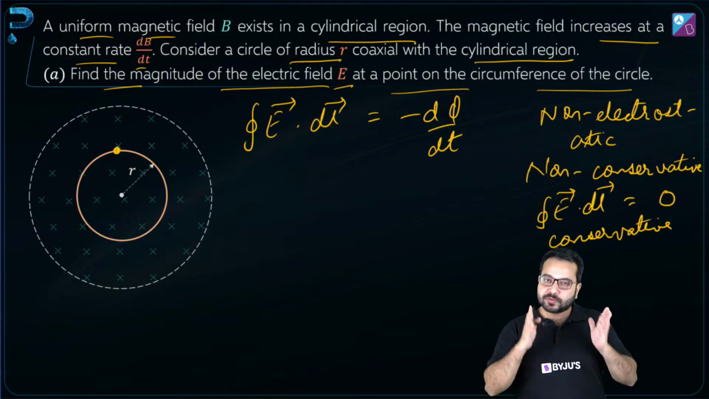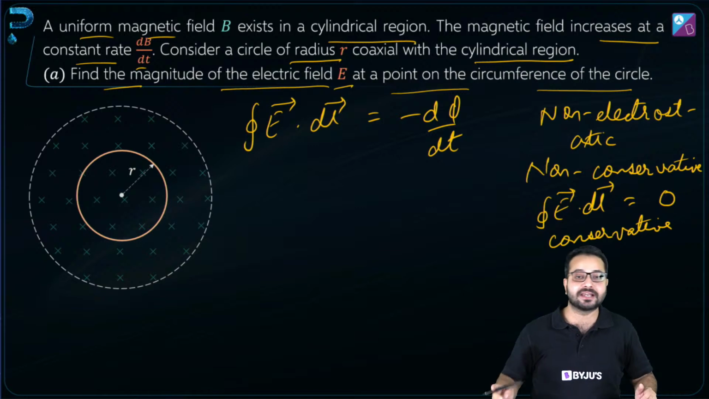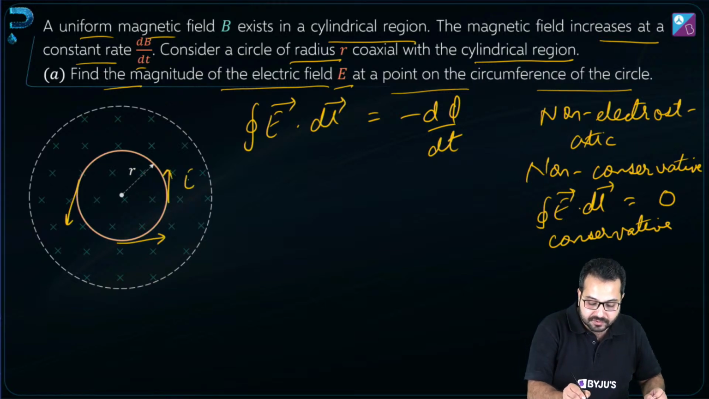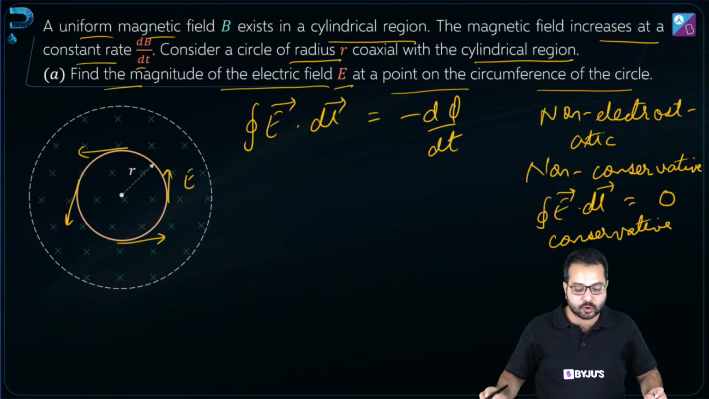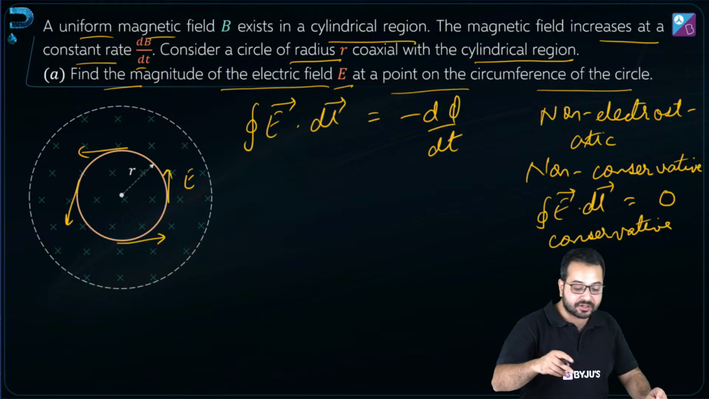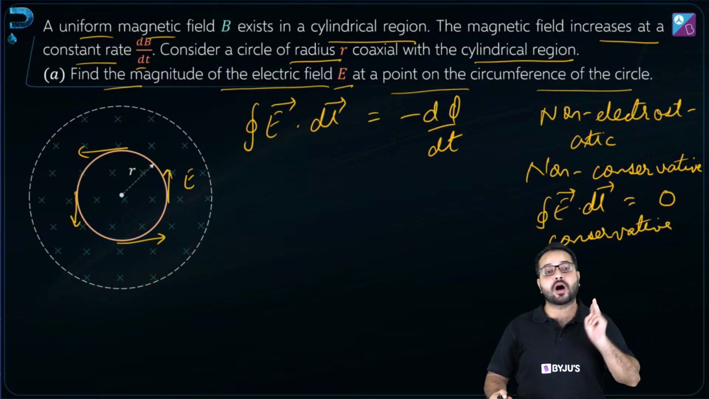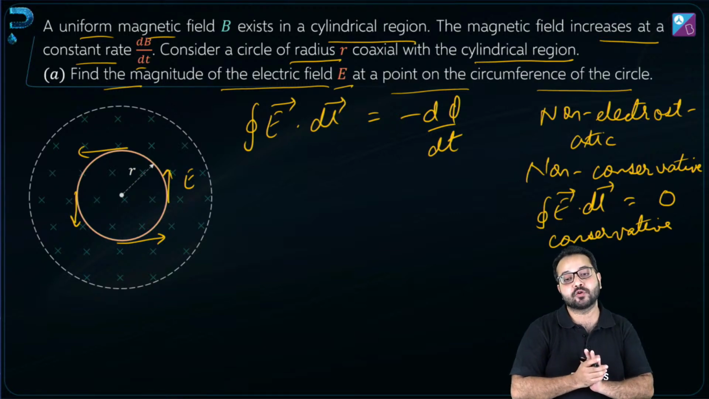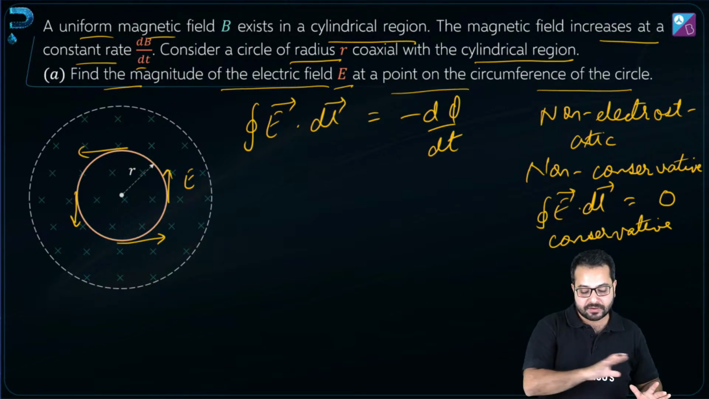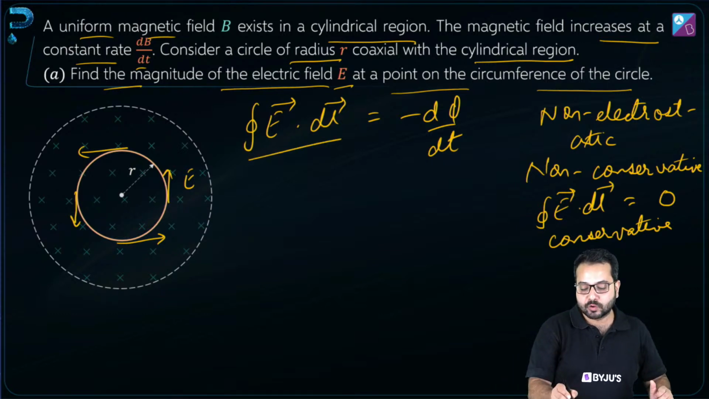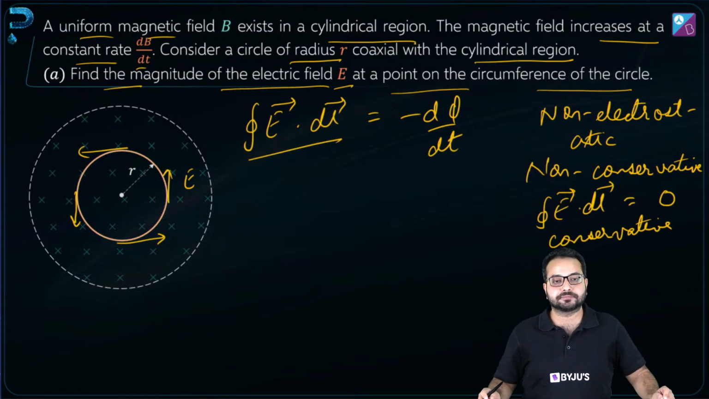So using these two arguments, what we can say is that the magnitude of the electric field is going to be the same everywhere, and the electric field is going to be tangential everywhere. Using these two arguments, we have come to this conclusion. So what we have to do is the closed integral of E dot dl.